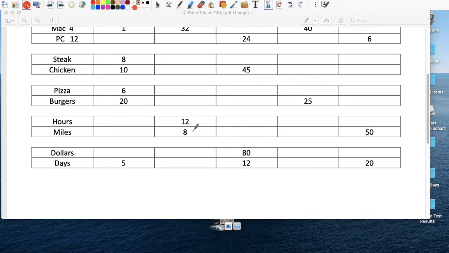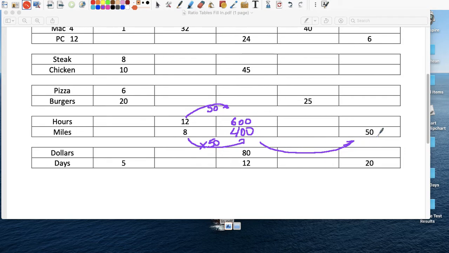So 12 over 8, and we got to get to 50. Okay, so now you can scale up or you can scale down. Oh, gee, 50. Okay, so this one's tough. So it's going to be tough for you. I'm going to go like this. Multiply this times 50. 8 times 50 is 400. 12 times 50 is 600.